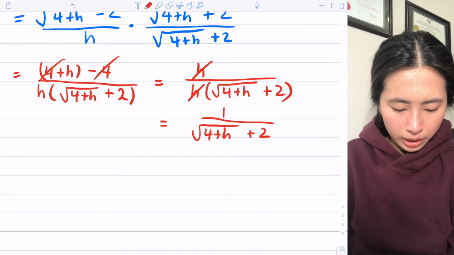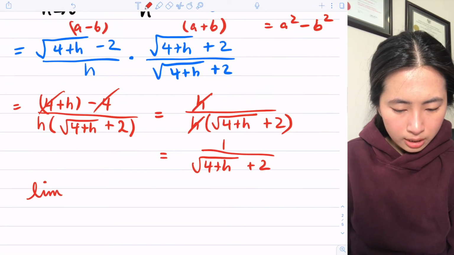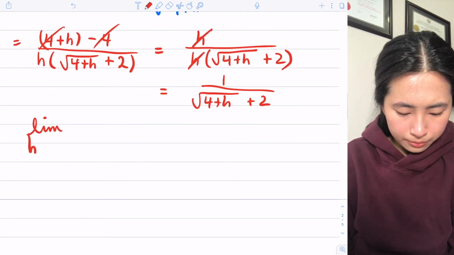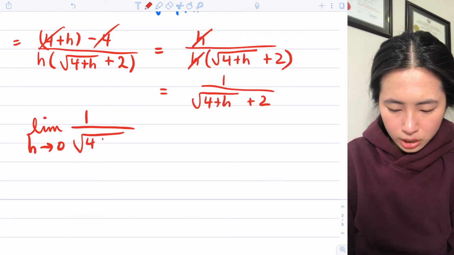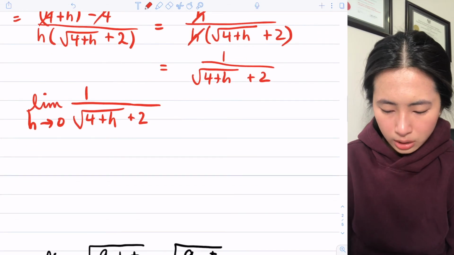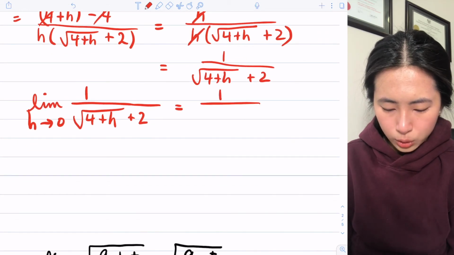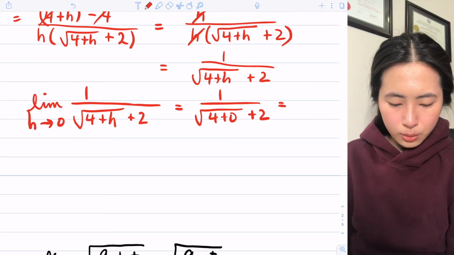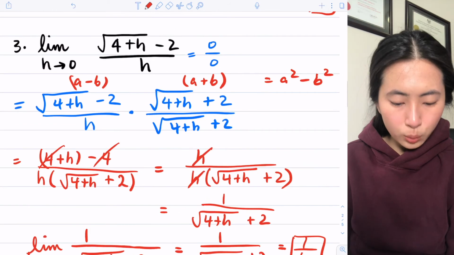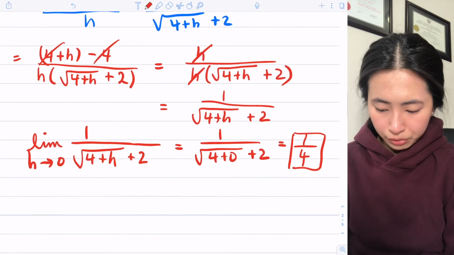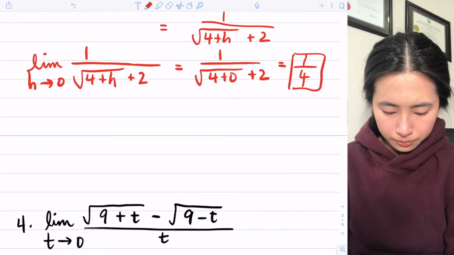And from then on, we're able to evaluate our limit when h approaches 0. So this is 1 over square root of 4 plus h plus 2, applying direct substitution by plugging in 0 into h. We get 1 over square root of 4 plus 0, and this is plus 2. As a result, we do get 1 over 4 as our final answer. Therefore, the limit when h approaches 0 is 1 over 4.